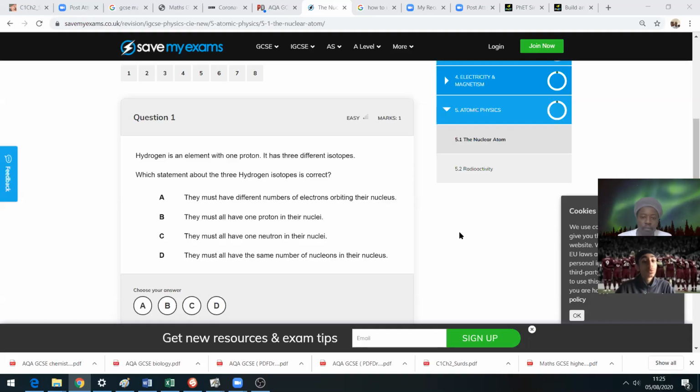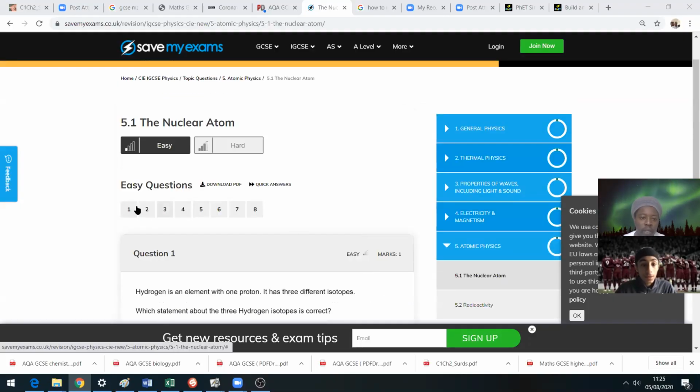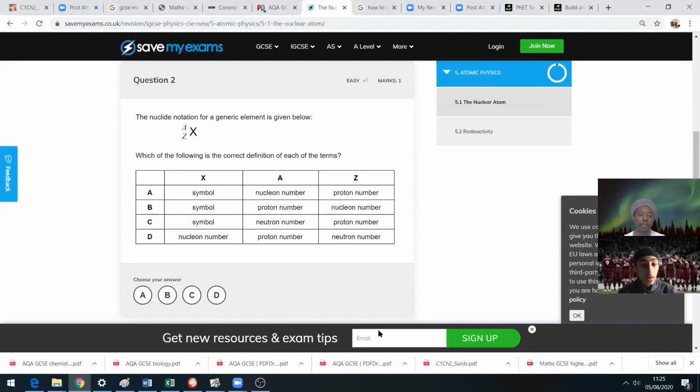Is it that they must all have one proton in their nucleus? Well done, good man, because it's the signature. They're all hydrogen, and hydrogen has one proton, so they must have that. But the number of neutrons will be different. Good stuff, good understanding there. Okay, next one.